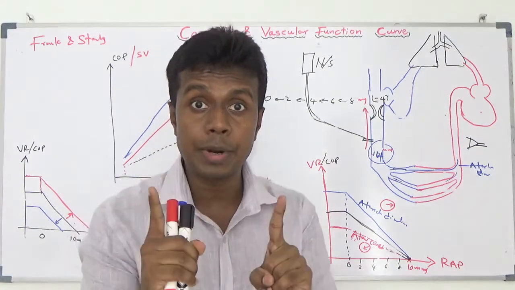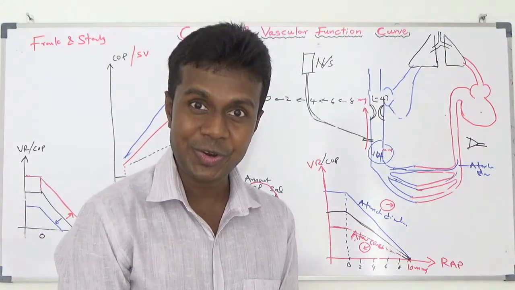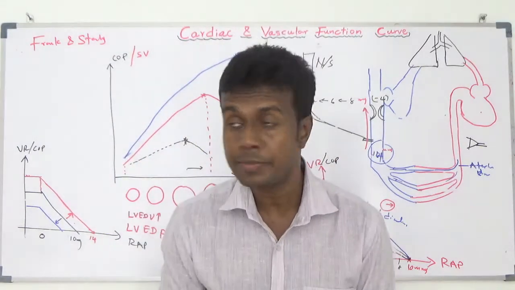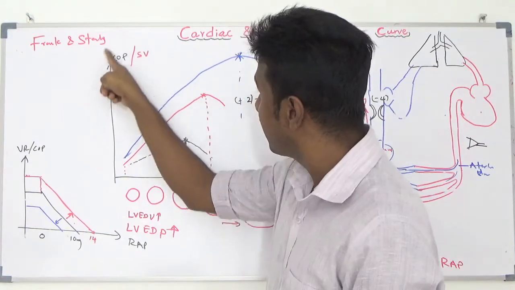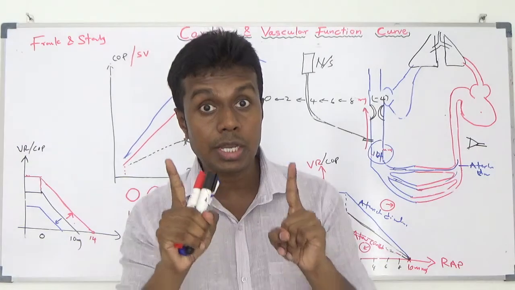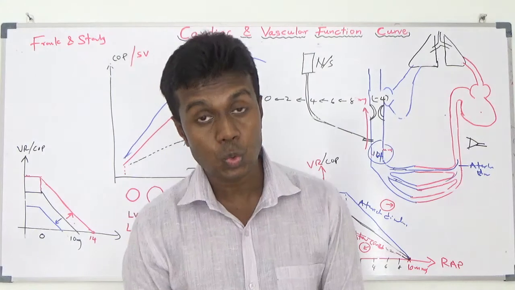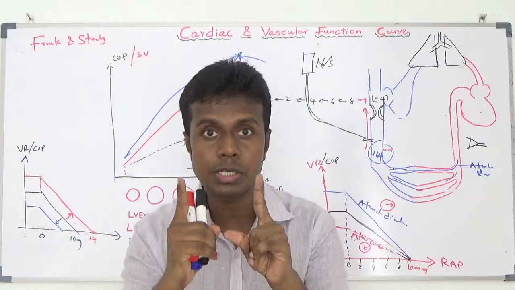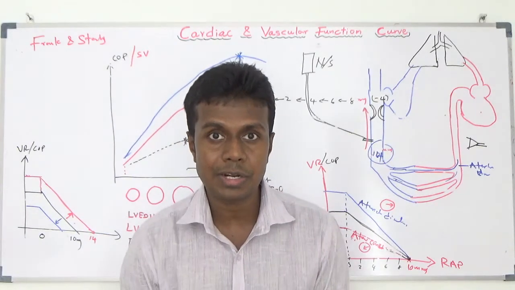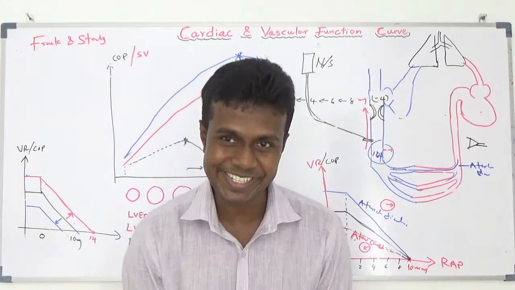Now I am going to combine these two curves together. Is it possible? Yes. How? I will tell. For this axis, venous return must be equal to cardiac output. Here also cardiac output. Here also venous return or cardiac output. Because of that, I can combine these two curves together. Vascular function curve and cardiac function curve I can combine together. We'll see what happens when I combine those two together. Would you like to see it? Yes.